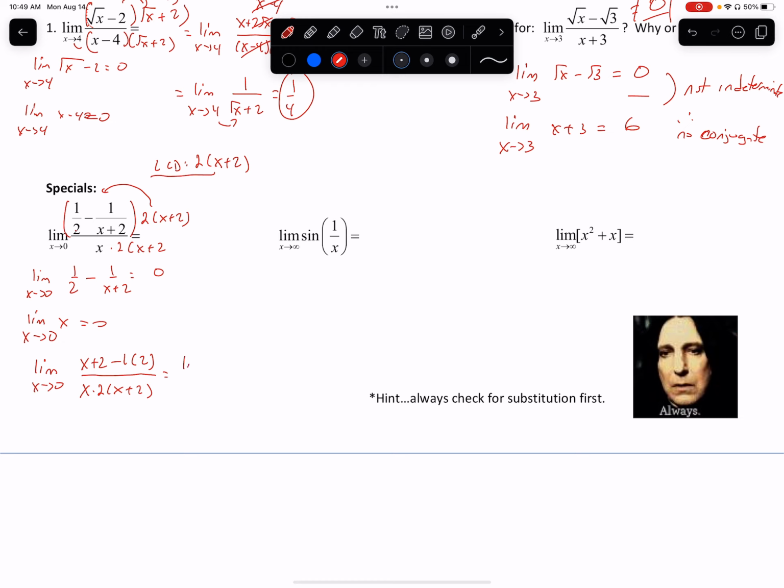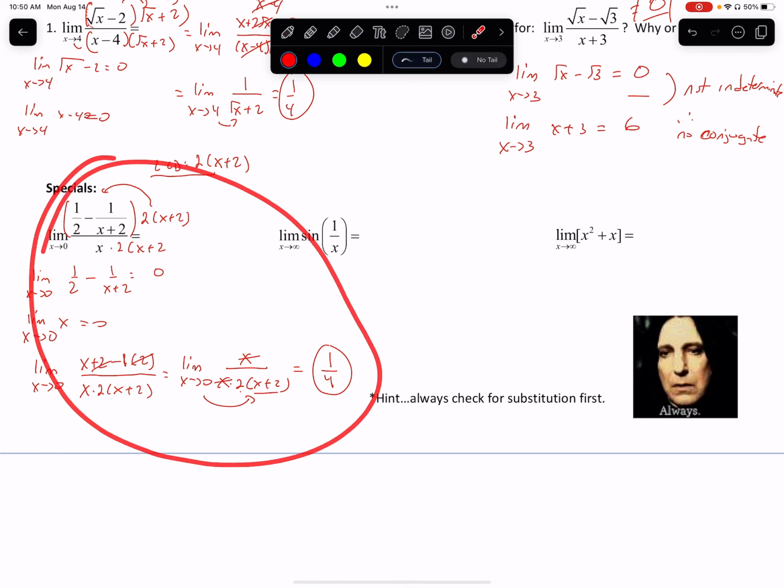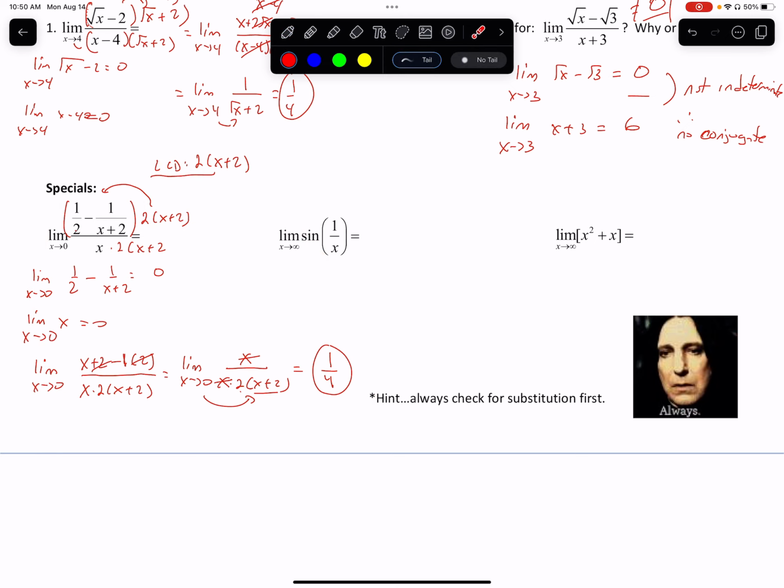And if I simplify this, on top here, these are 2's, they'll just cancel. I'm left with x over x times 2 times x plus 2. And those x's will also cancel. The top is just 1, and if I plug in my 0, we just get 2 times 2, which is 4. We get 1/4. A very cool technique right there. We're going to see this skill later on when we do the definition of the derivative. So that's a good skill to know.